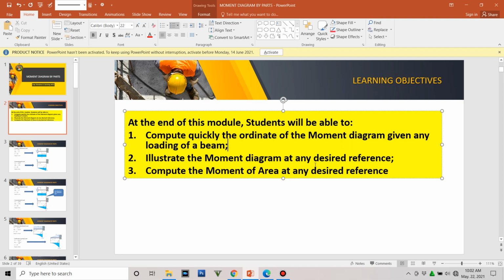What is good in this moment diagram by parts is that we are working with various common shapes: triangle, rectangle, spandrel. So we can easily compute for the area. Unlike when our shape is complicated, like in the traditional moment diagrams we made, where we have difficulty computing the area of the moment diagram. We also have difficulty computing the centroid of that shape. Right? So this time, the shapes are already simplified.